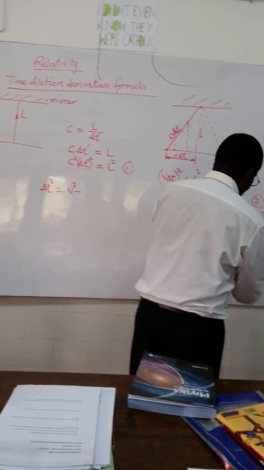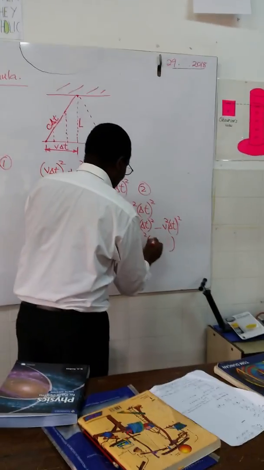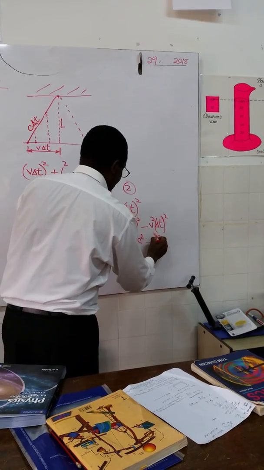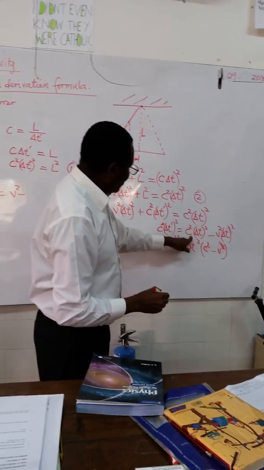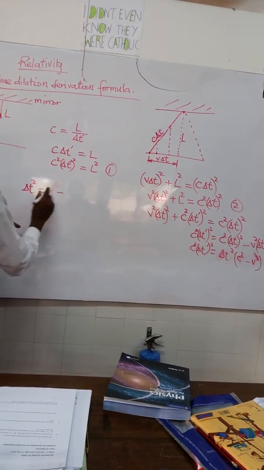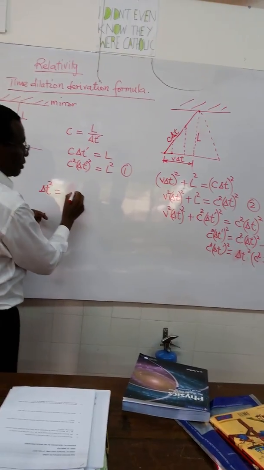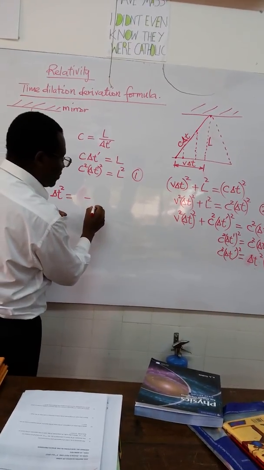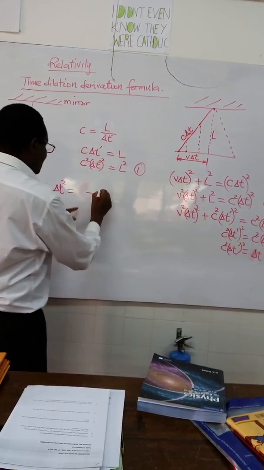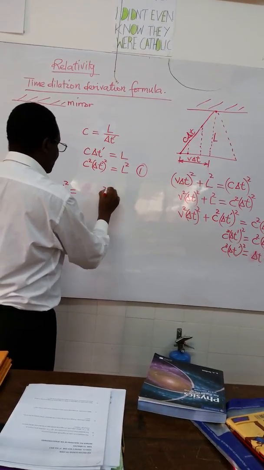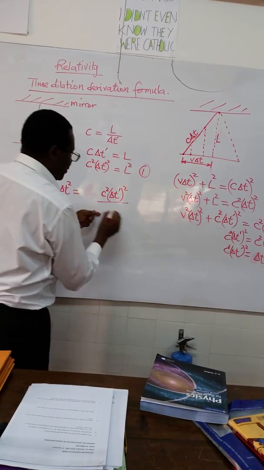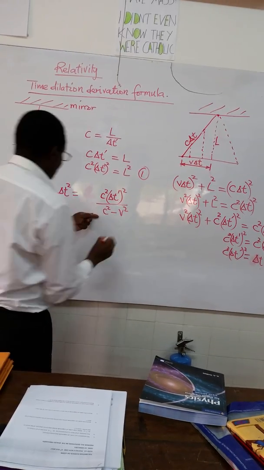What did I do here? It is c, sorry, that should be c squared, v squared, not the way it is now. Okay, this is c squared, v squared. Just made that error then. Now, so this is equal to, that is equal to change in t squared is equal to c squared change in t prime squared over c squared v squared.